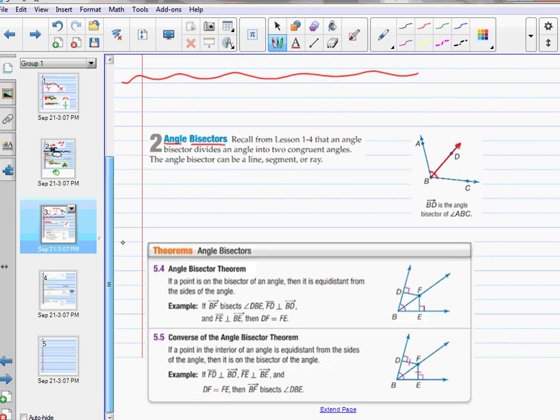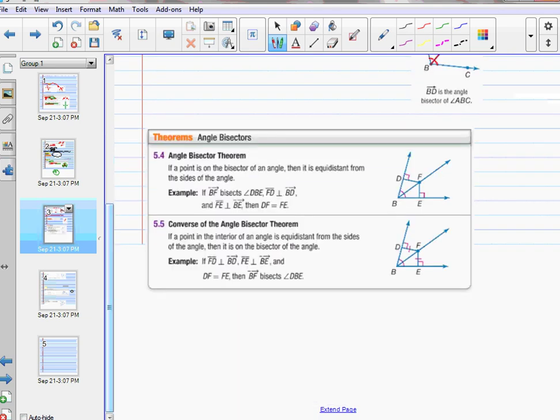If we take and study angle bisectors, we are going to discover a nice theorem with them. If I have an angle bisector, so a point is on the bisector of an angle. So we start with the fact that we know we have an angle bisector. So that is the thing we start with, angle bisector. This theorem says that that point is equidistant from the sides of the angle.